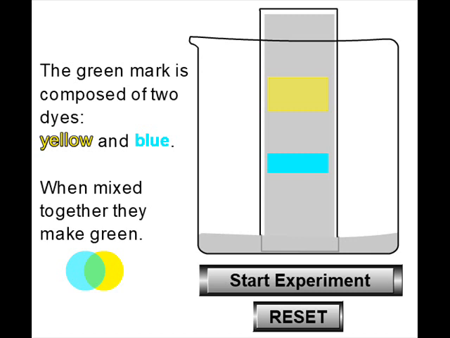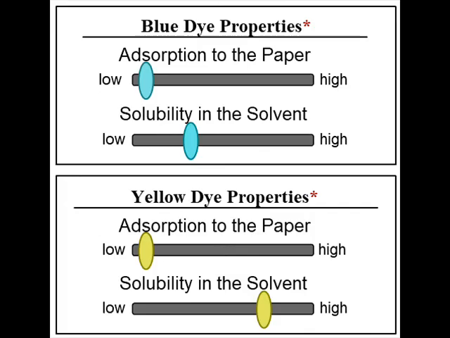There are two things that are important here. First one is how well the dye adsorbs to the paper, adheres to the paper, and how is the solubility in the solvent. So if the adsorption to the paper is low and the solubility in the solvent is also quite low, you won't travel far. But when, like in the yellow, the adsorption to the paper is low but the solubility in the solvent is high, we will end up higher in the chromatogram, as you can see in the picture.